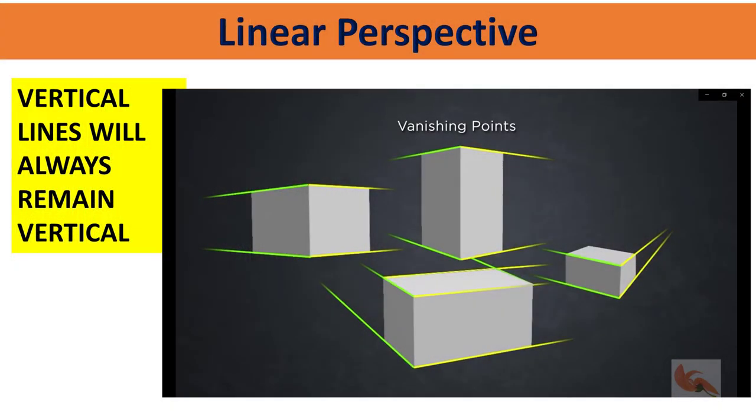Another important factor is keeping the vertical lines vertical. All vertical lines, like the vertical edges of walls, windows, doors or sides of boxes, will remain vertical irrespective of the viewing angle.